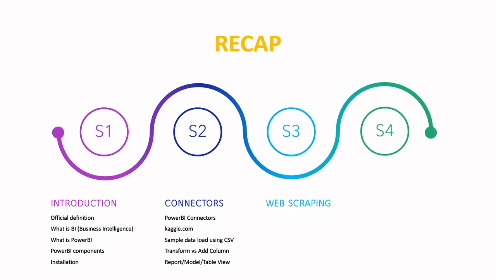In section 3 we again explored one of the Power BI connectors, which is web scraping, and we learned about scraping data from a Wikipedia page and converting it into tabular format. And then in the fourth section, we learned about the storage modes, how they work in Power BI, what the different kinds of storage mode are, and the different advantages and disadvantages of the storage modes that we have.